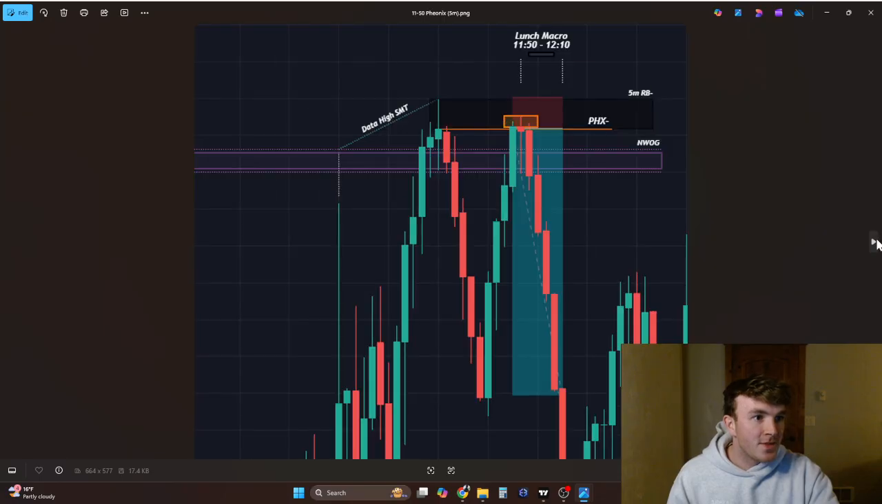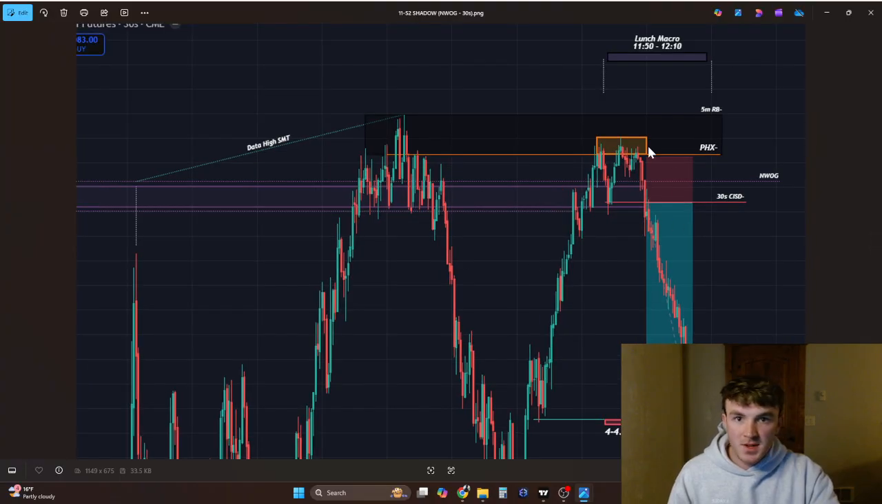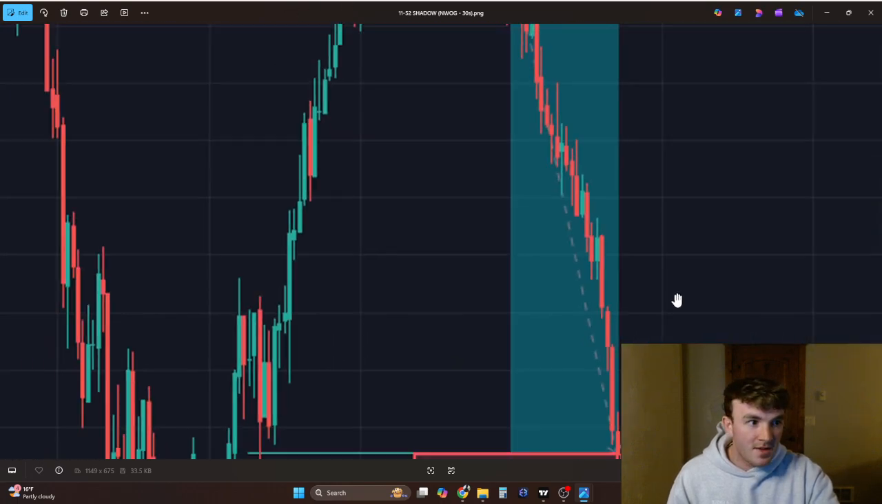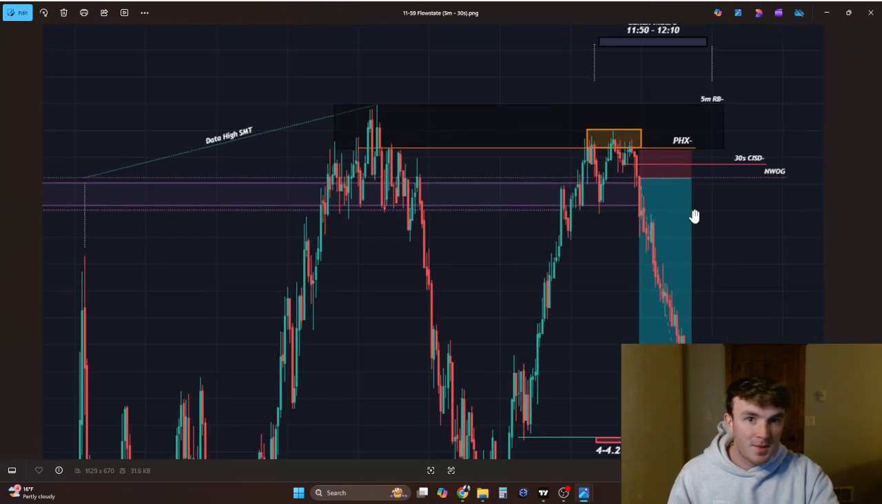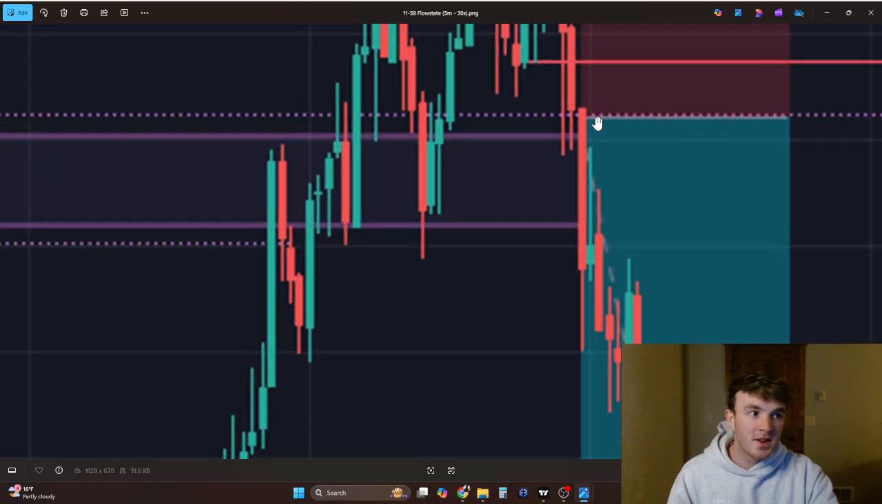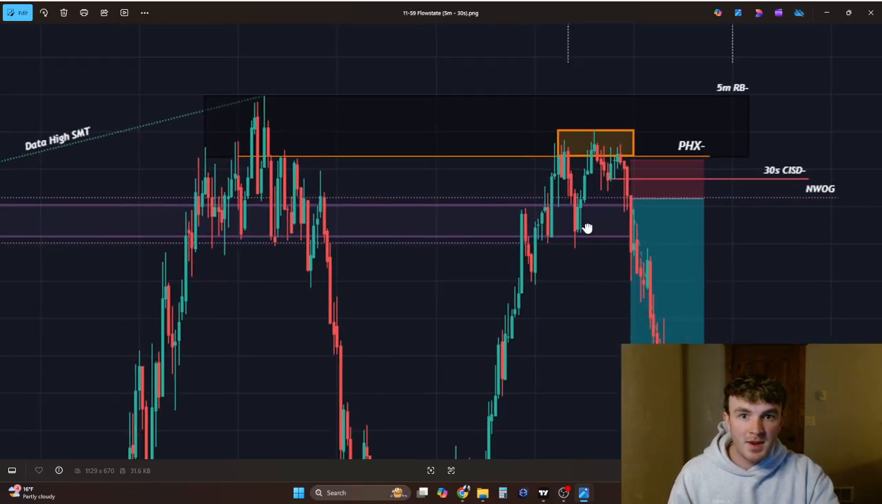We had a 5-minute Phoenix model, right, where once again we have SMT with the data high. We utilize this rejection block right into the lunch macro. Bang, we go lower off of that. Since it's a 5-minute rejection block, you could look for a 30-second change in state of delivery off of that. And there's another one up here, which is a very, very aggressive, scary one to take, but you could try that.